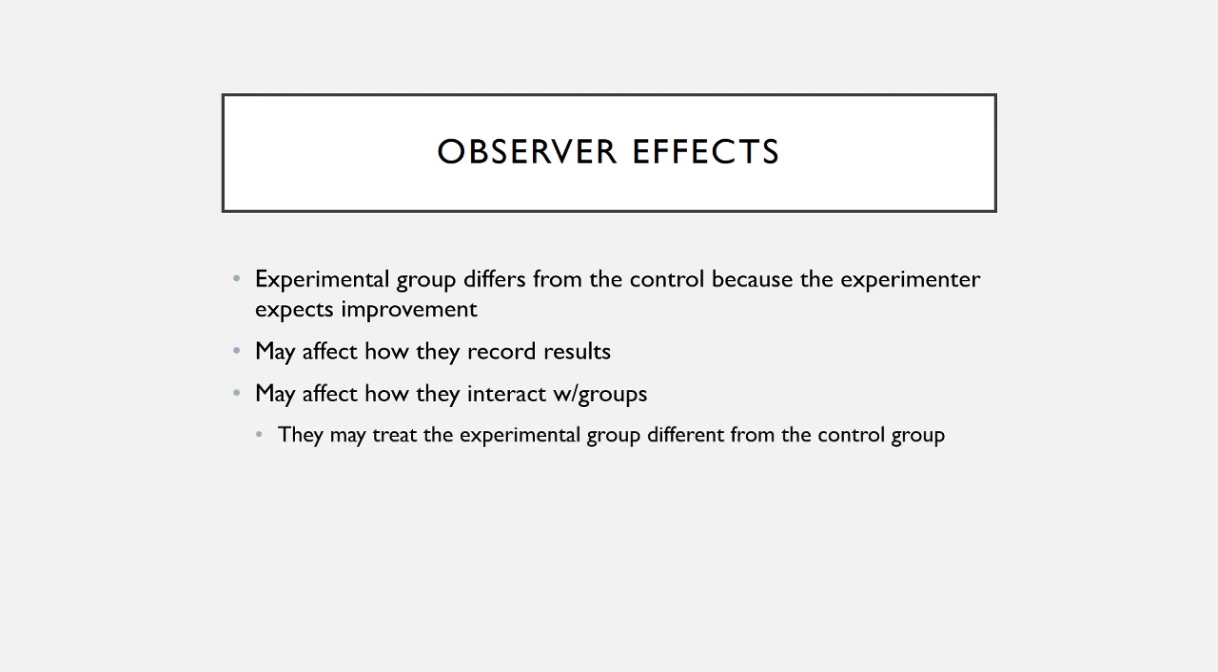They may be interacting with the groups differently. They may be treating the experimental group a little bit differently. If the research assistant knows which group is getting the treatment, they may, in a very subtle way, and again, potentially not deliberately, treat the experimental group a little bit differently in a way that may ultimately be able to elicit that improvement that the researchers were hoping to see.